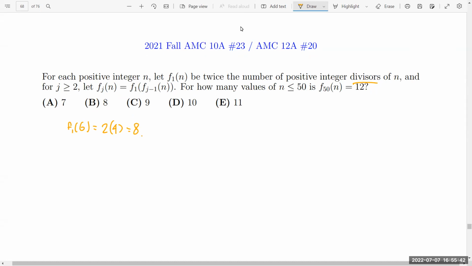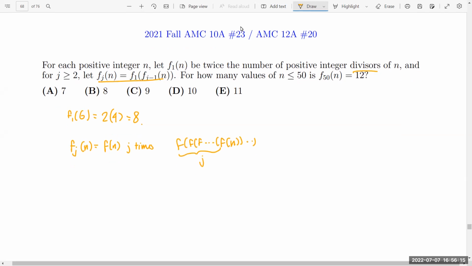And for j greater than or equal to 2, fj of n is f1 of fj minus 1 of n. In other words, we can rewrite this as fj of n is just f of n applied j times, or like f of f of f of f of n, something like this, where there are j f's. Anyway, that's basically what this recursion is telling us. Just apply f1 one more time as you increase j by 1.